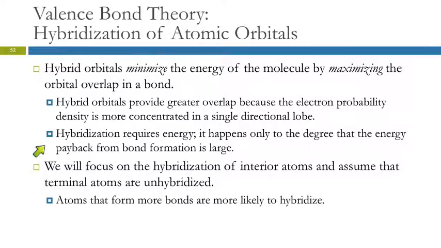Hybridization does require energy. If you're going to remodel that hotel, you're going to have to invest some money, right? But you hope that there's a payback later. So the hybridization only comes when there's enough energy payback from forming bonds to pay for the energy required to hybridize. So what we're going to look at is a simpler version of valence bond theory. We're only going to look at the interior atoms being hybridized, and we're going to assume that the exterior or terminal atoms are unhybridized, and that's just going to simplify things a little bit.